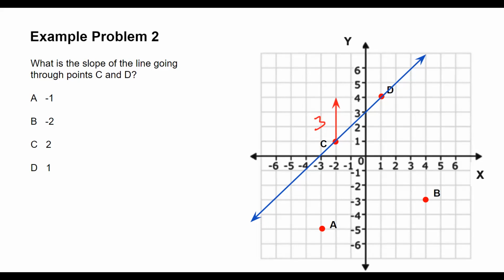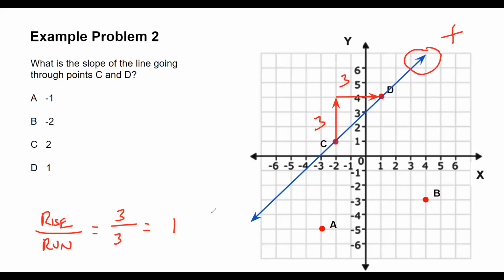We went up 3, and now we have to go over to get to point D. 1, 2, 3 units as well. So we went up 3 and over 3. So our rise over our run. Our rise was 3. Our run, or the amount over, was 3. We divide that out and we get 1. Notice once again, our arrow on the right-hand side is going up. That tells us that this is a positive slope. We got a positive answer. Everything looks good. And our answer to this question would be D.